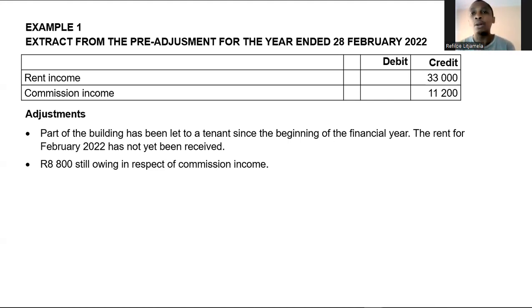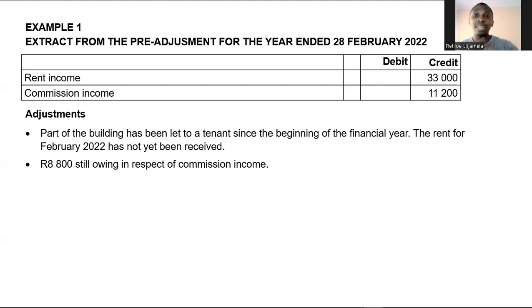But receiving those two amounts does not mean that we have earned it. We've just received those amounts, but it doesn't mean we have earned it. Now, part of the building has been let out to a tenant since the beginning of the financial year. The rent for February 2022 has not yet been received. And then they tell us that for commission income, 8,800 is still owing, meaning that whoever was supposed to pay us commission hasn't paid us the 8,800 that we are entitled to. It means that we have performed the service, we have earned that 8,800, but we haven't received it yet.